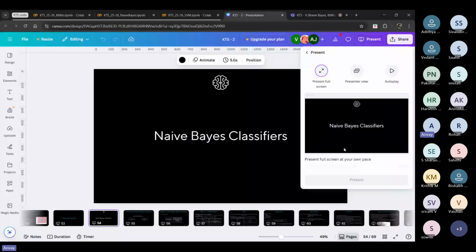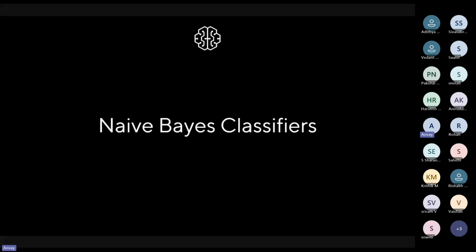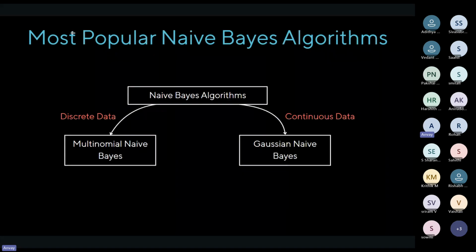Yeah, so we'll start naive Bayes classifiers. This is a very simple topic, and it is based on the probability formula we all have learned in JEE as well. So this shouldn't be something hard. The two most popular naive Bayes algorithms are multinomial naive Bayes, which is used for discrete data, and Gaussian naive Bayes, which is used for continuous data.